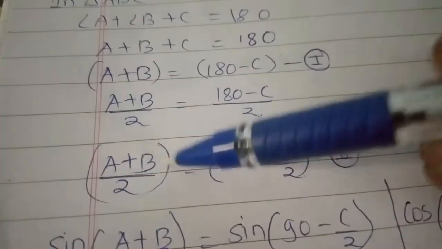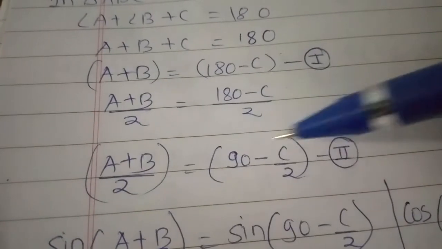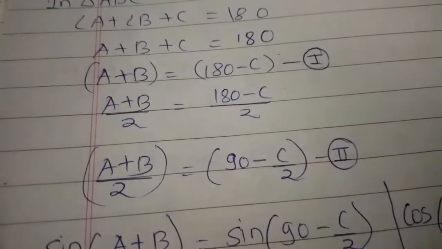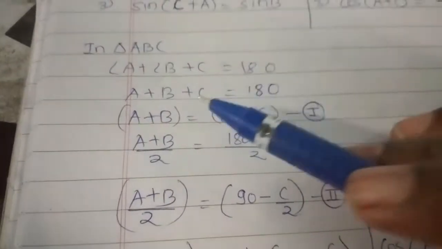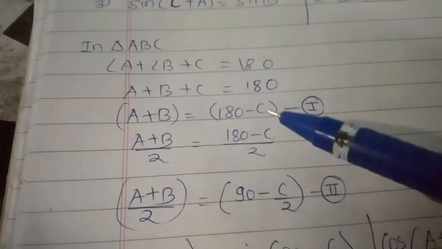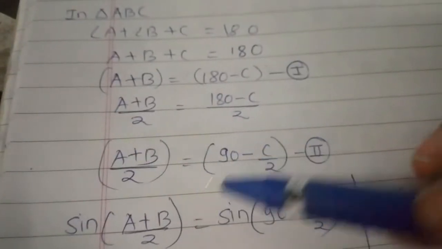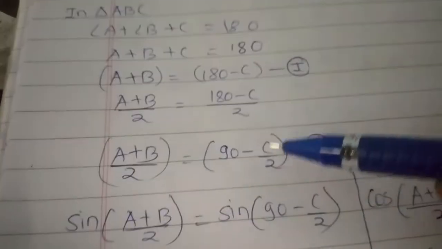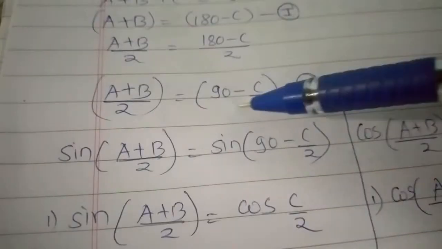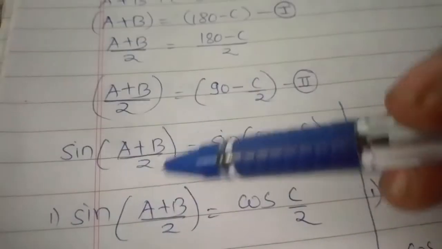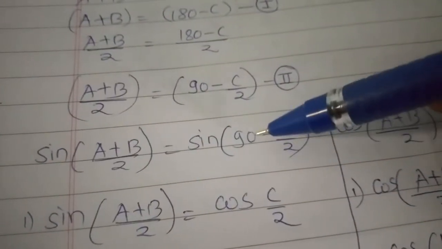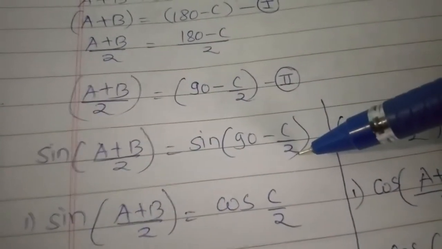A plus B upon 2 is equal to 90 minus C by 2. So A plus B upon 2 is equal to 90 minus C by 2. So taking sine for both sides, so sin A plus B upon 2 is equal to sin 90 minus C by 2.